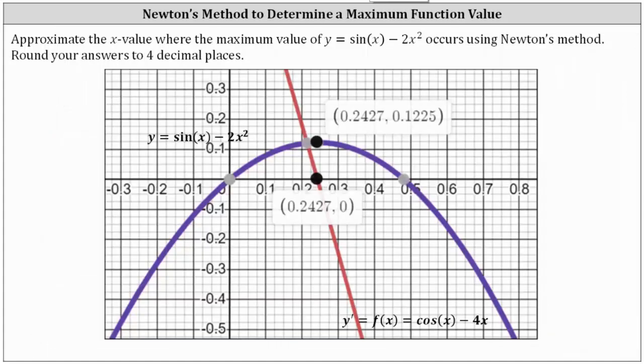This graph shows the original function graphed in purple as well as the derivative function graphed in red, and we used y prime as f of x for Newton's method. Notice how the 0 of the derivative function, which is the critical number, is shown here as 0.2427, which is the same location as the maximum of the original function y equals sine x minus 2x squared. And we can also see from the y coordinate that the maximum function value is approximately 0.1225.